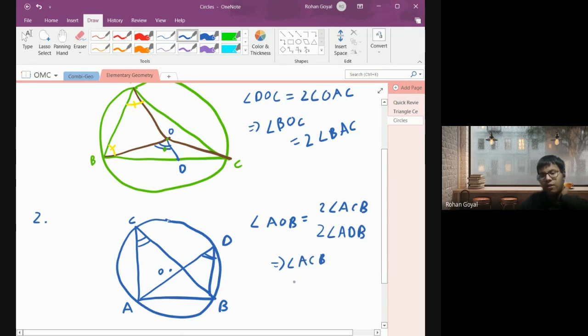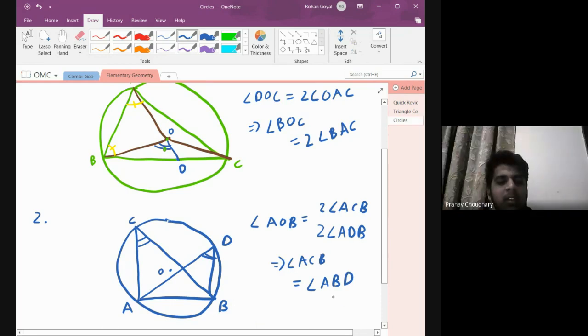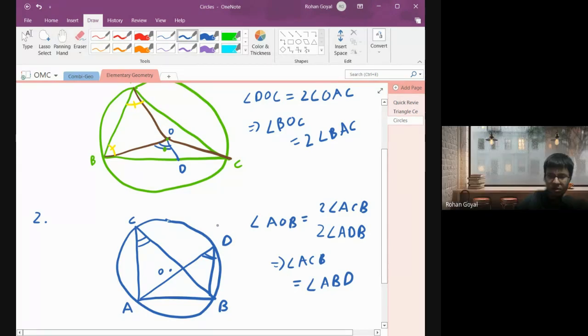Can you prove the if and only if condition of this? That if D was not on the circle, then this would not have been the case. We take, let's say, D is outside the circle at a point D dash, and we then do stuff. Let's say D dash.